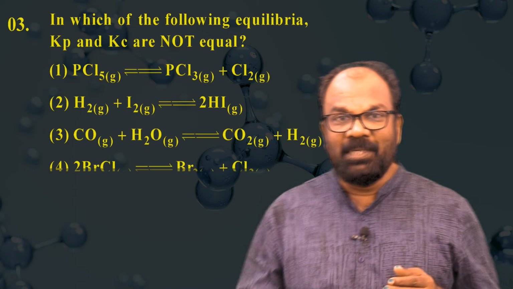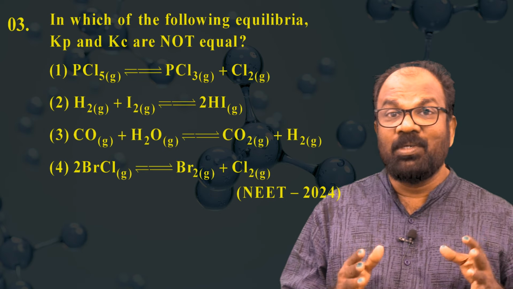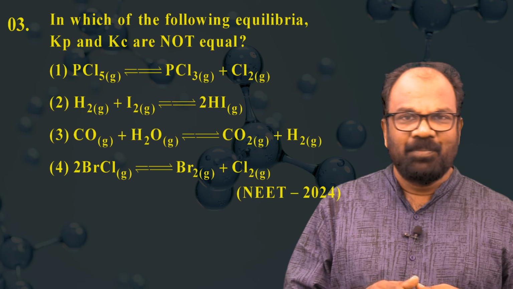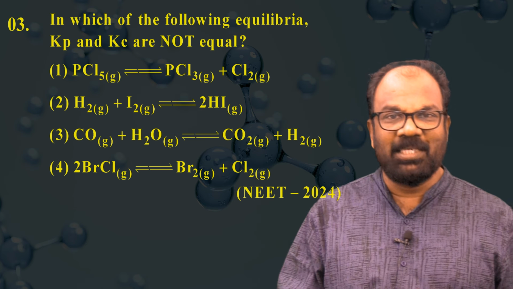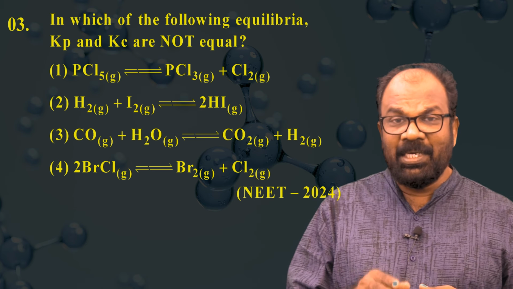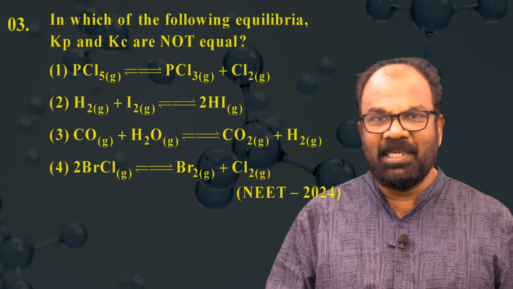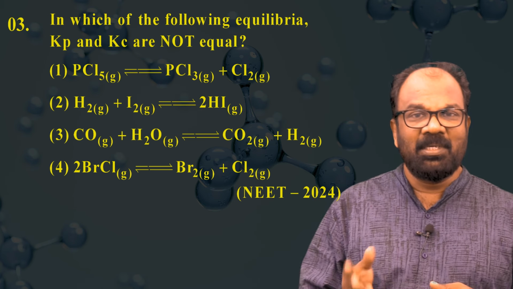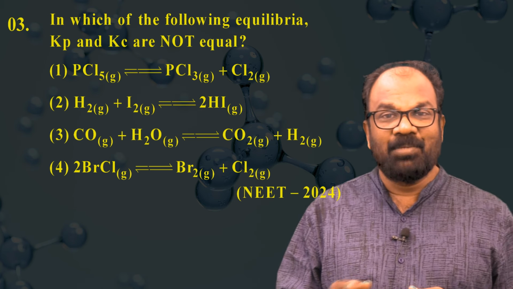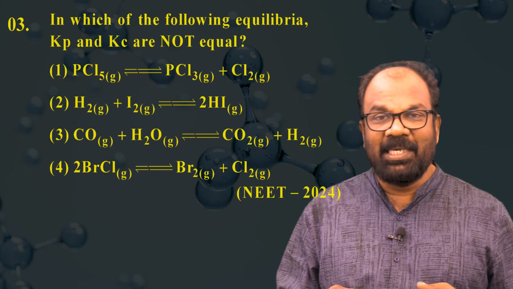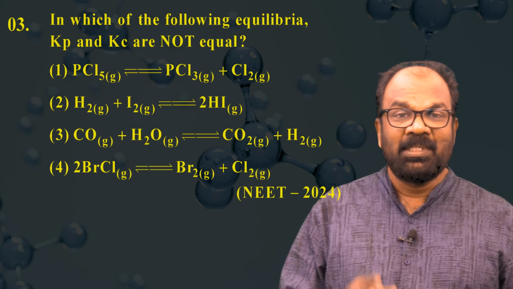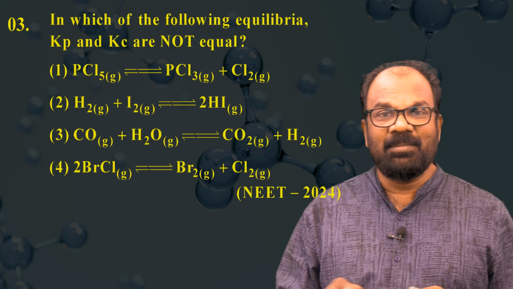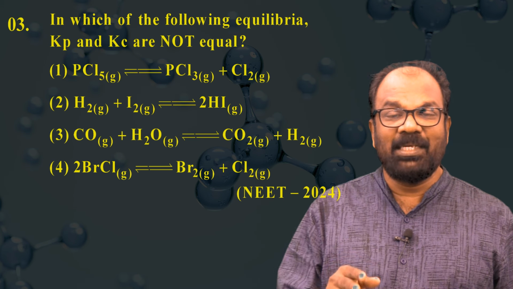Now question number 3. In which of the following equilibria Kp and Kc are not equal? Option number 1, PCl5 gas reversibly gives PCl3 gas plus Cl2 gas. Option number 2, H2 gas plus I2 gas reversibly gives 2HI gas. Option number 3, CO gas plus H2O gas reversibly gives CO2 gas plus H2 gas. Option number 4, 2BrCl gas reversibly gives Br2 gas plus Cl2 gas.